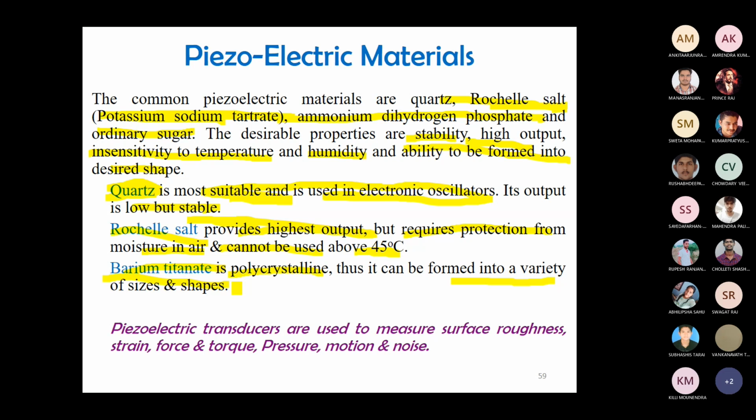Piezoelectric transducers are normally used to measure surface roughness, strain, force, torque, pressure, motion, and noise.